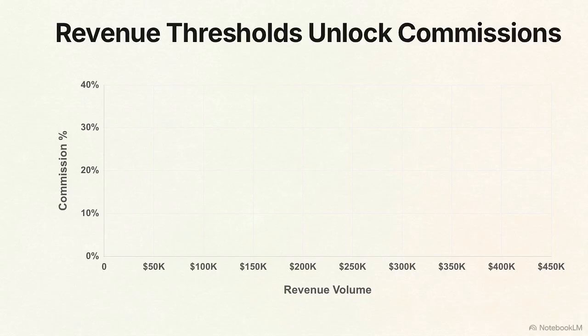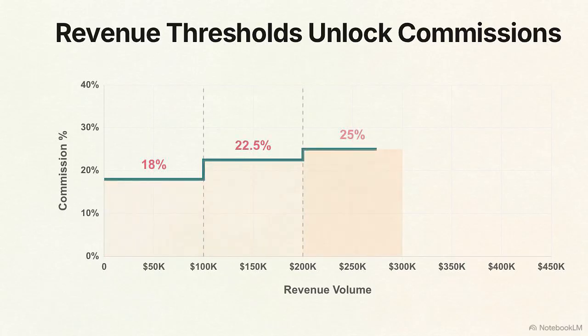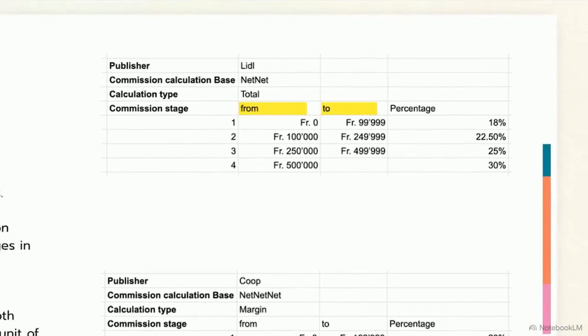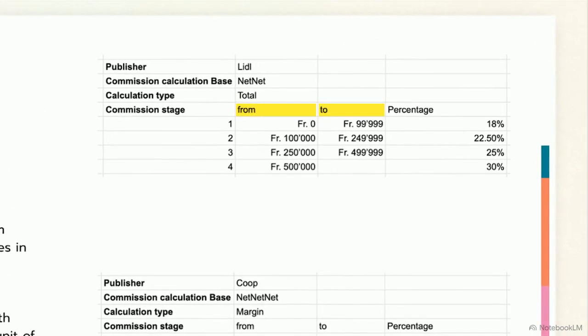Once the base is protected, the contract needs to motivate vendors to increase their sales volume. We do this through stepped progressions, where passing specific revenue thresholds unlocks higher commission percentages. This data table illustrates how those stepped progressions are officially recorded within the platform, using Little and Cope as examples. Notice the strict from and to monetary boundaries for each commission stage. The system logic automatically enforces these brackets, making overlapping discounts impossible.